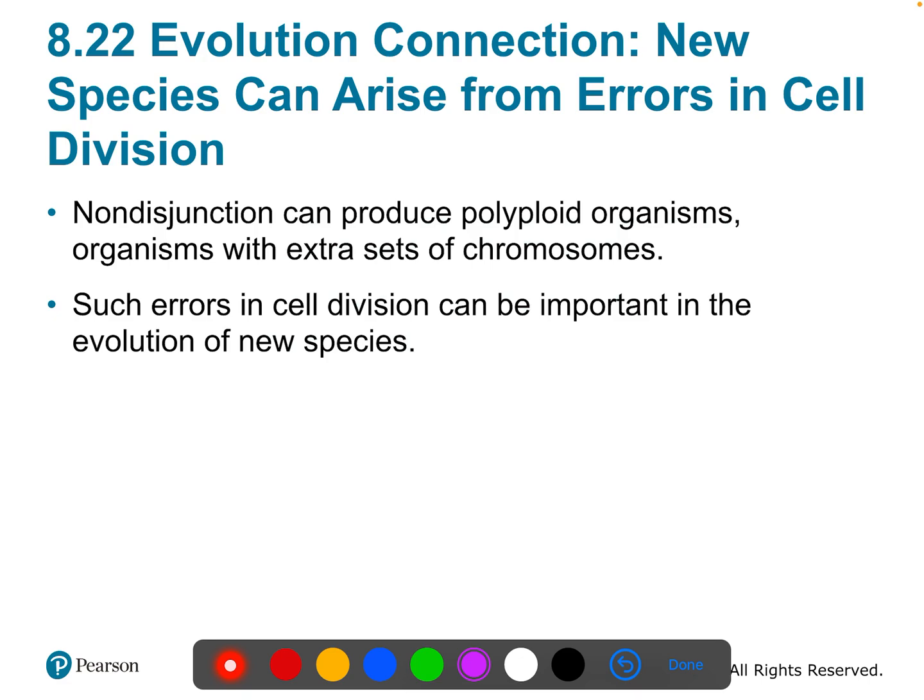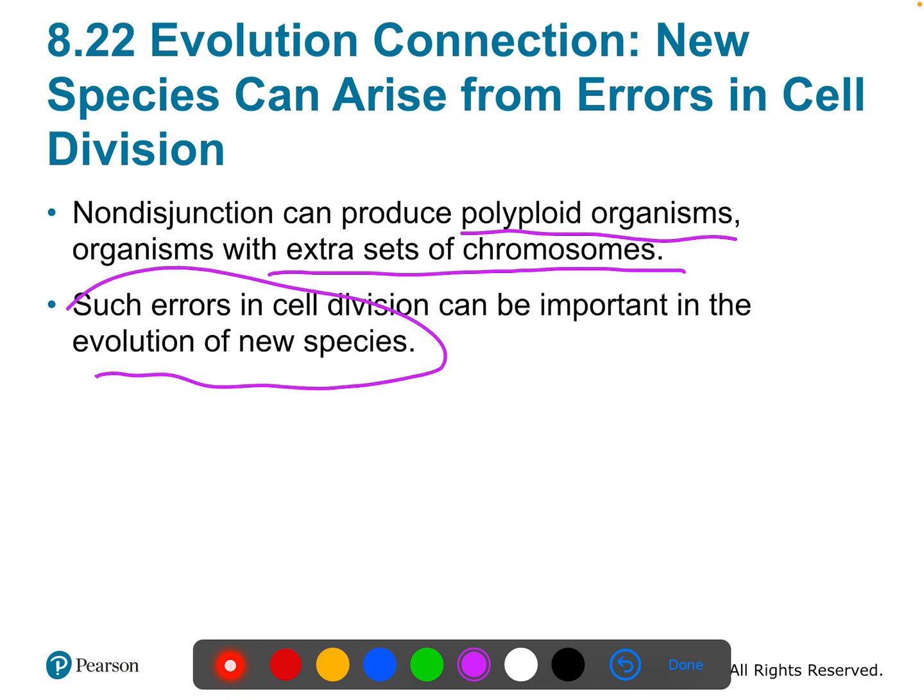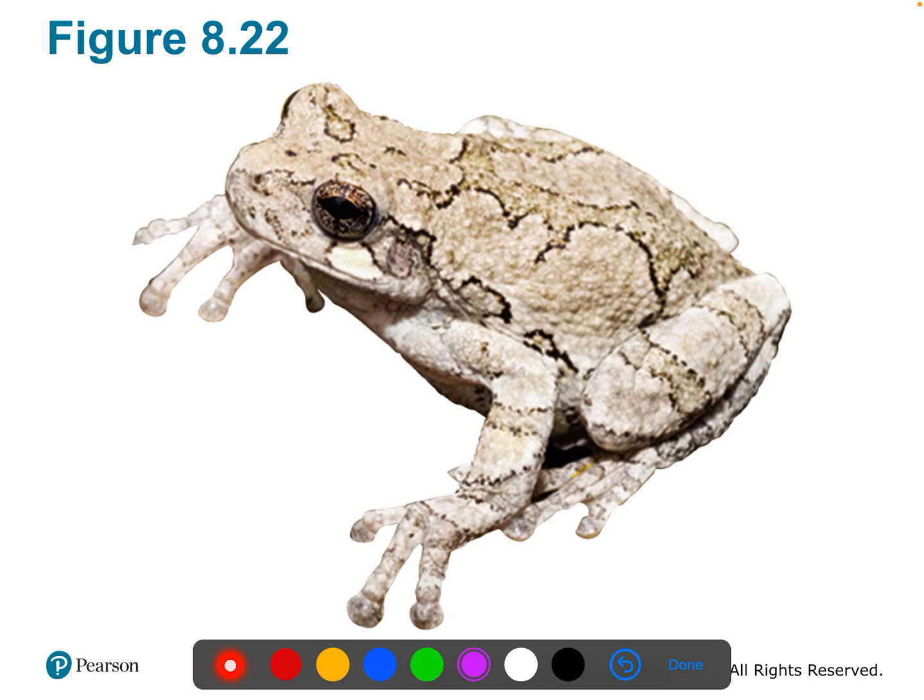Now, non-disjunction can produce what are called polyploid organisms, which are organisms with extra sets of chromosomes. And surprisingly, sometimes these errors can actually be important in the evolution and development of new species. And in your reading, they talk about the gray frog as an example of one that's a result of that. So you can read a little bit more about that in your text.